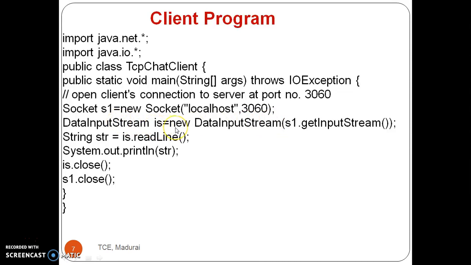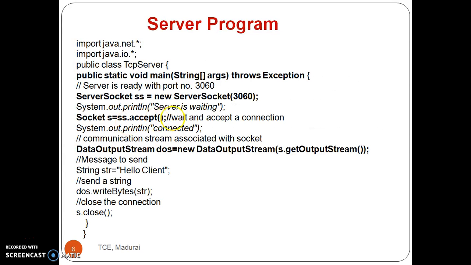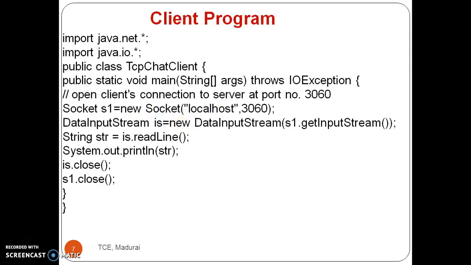Then we need to define data input stream, because here client program is going to act as a receiver program. So whatever the server is sending has to be received by this client program. For that purpose, we are going to make use of data input stream. So you need to make clear about these stream classes. DataOutputStream was used at the server program to send data. And here at client side, we make use of DataInputStream, which is responsible for receiving data. Here we use the getInputStream method.